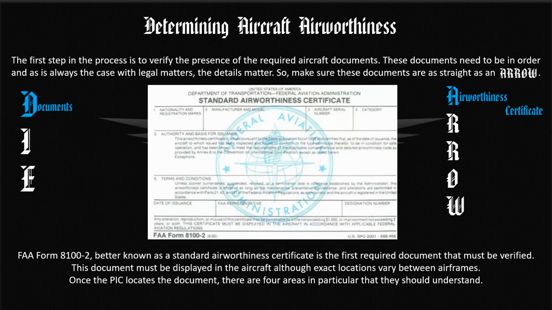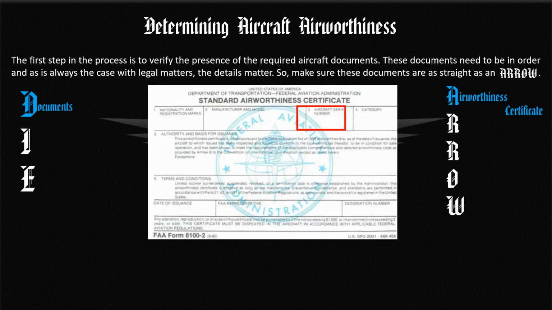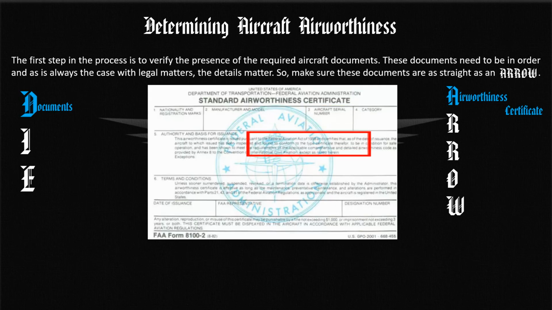Once the pilot in command locates the document, there are four areas in particular that they should understand. Section 1 identifies the registration that the certificate is valid for. The pilot in command should verify that it matches the registration for the aircraft. Section 3 identifies the aircraft serial number that the certificate is valid for. This serial number must match the serial number found on the aircraft data tag and the pilot's operating handbook.